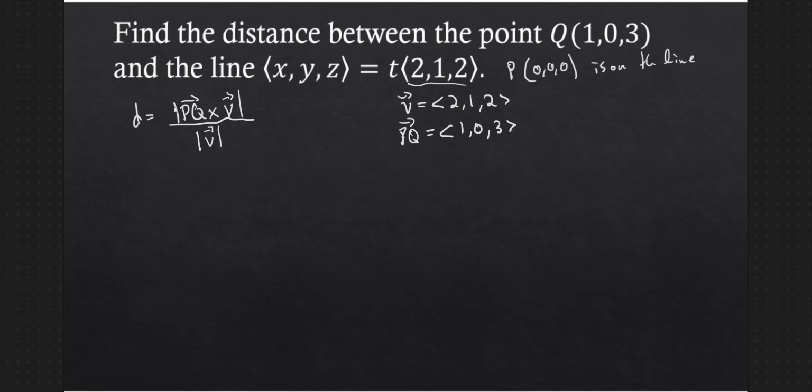So I first found expressions for my vectors in my equation. Now I'm going to start actually performing the operations in this equation. One thing I need to do is PQ cross V. So let's calculate that next. I have both of those. I don't want to go in the opposite direction. It's not going to matter because I'm taking the magnitude, but let me just keep this. Remember that order is important for the cross product: (1, 0, 3) cross (2, 1, 2).